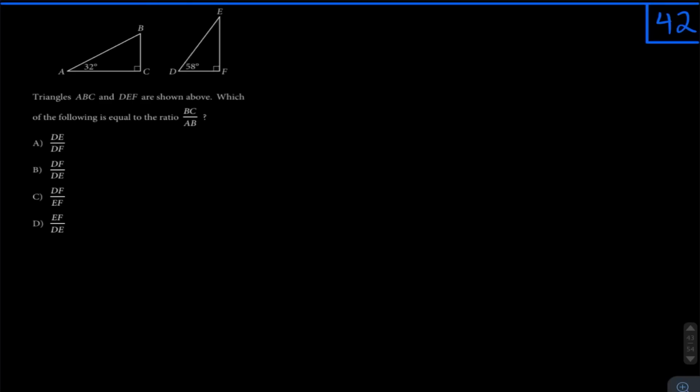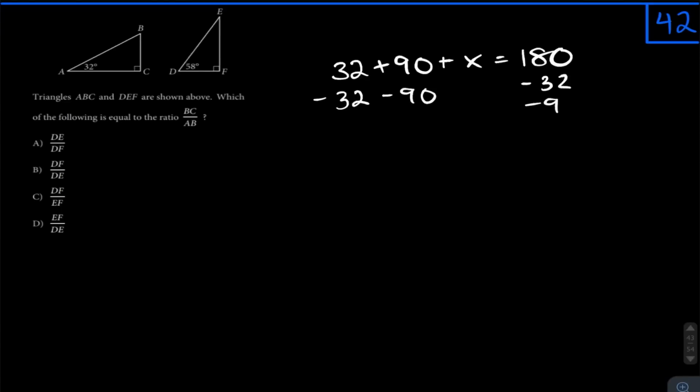Well, since these are right angles, this and this are right angles, we can find the other angle of these triangles. Here, in this triangle over here, we know that 32 plus 90 plus whatever that other angle is is going to equal 180. And so we can subtract 32 and subtract 90 here. You could add them together, right?